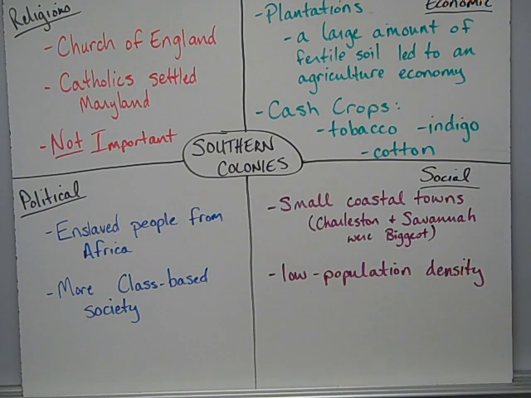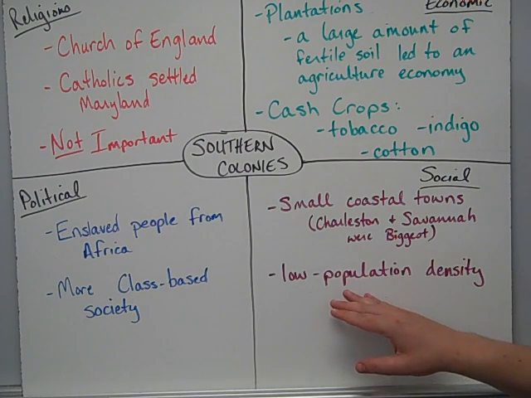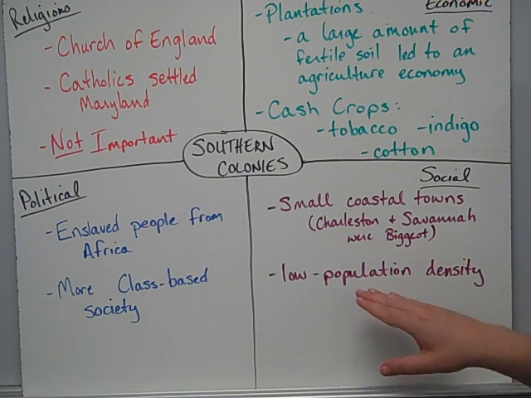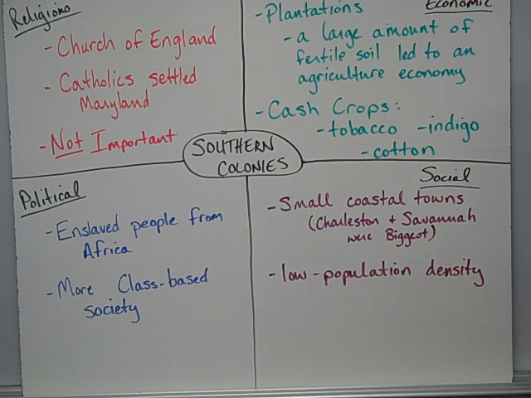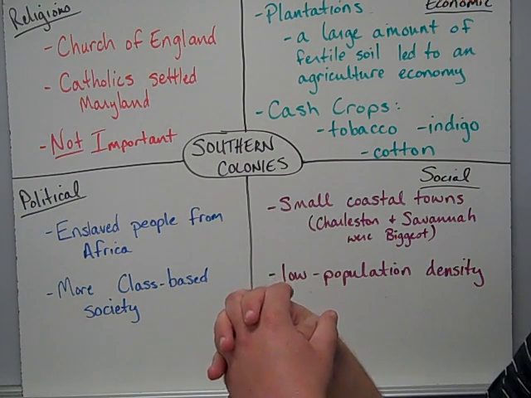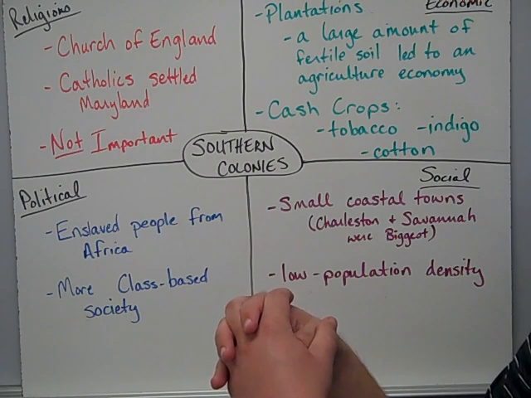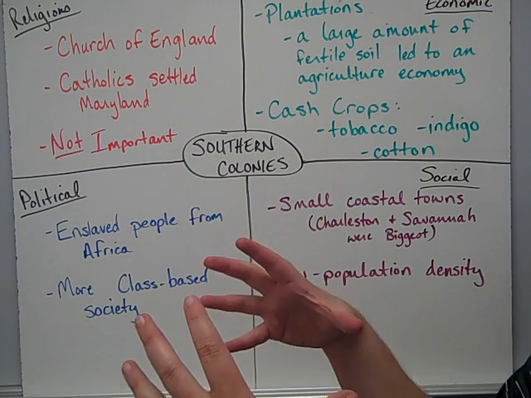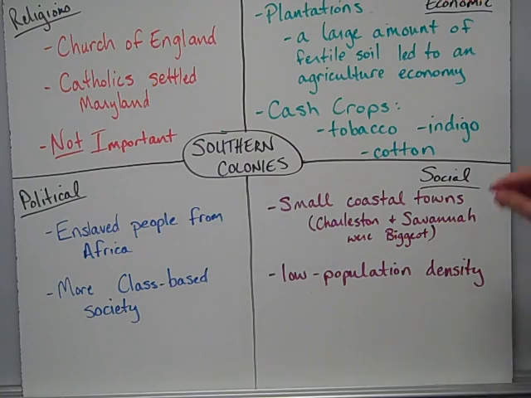Okay? And in the social aspects of the southern colonies, there were also small coastal towns like the middle colonies. Charleston and Savannah were the biggest. But in the southern colonies, there was a low population density. Remember, a large amount of people in a small area is high population density. A small amount of people in a big area is low population density.